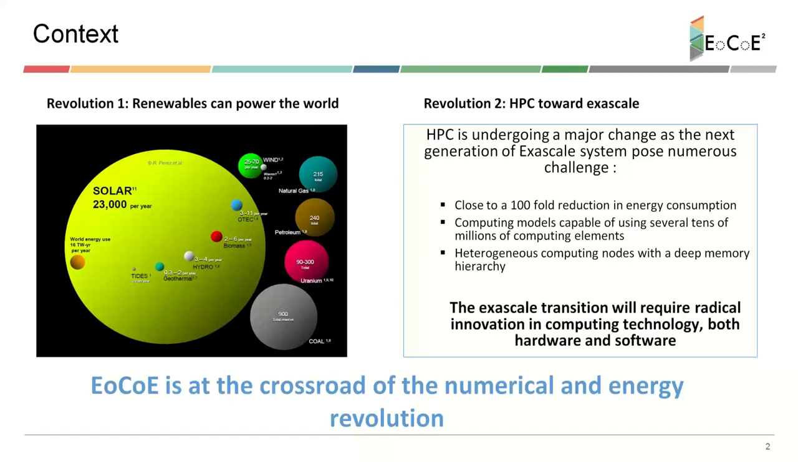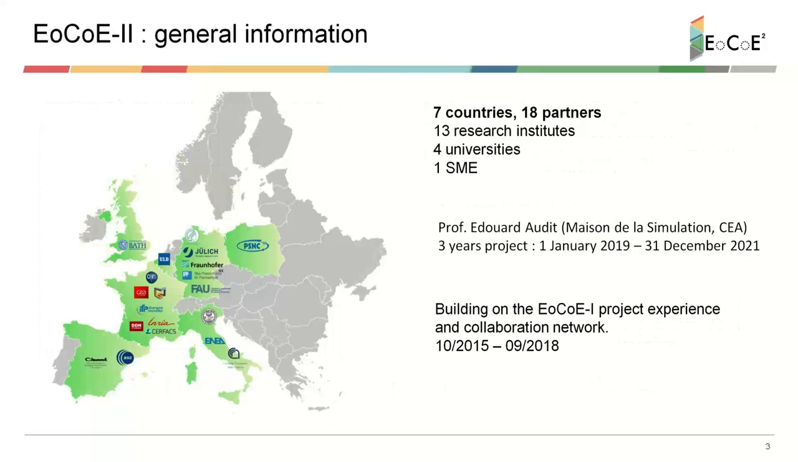And ECO, we can say, is at the crossroad of this numerical and energy revolution. ECO, briefly, is based on the ECO2 project funded by the European Commission. It involves seven countries, 18 partners, 13 research institutes, four universities, and one small medium enterprise. The coordinator is Professor Edouard Audi, de la Maison de la Simulation, CEA, in France. This is a 3-year project. We started in the beginning of 2019, and the project will end at the end of 2021.